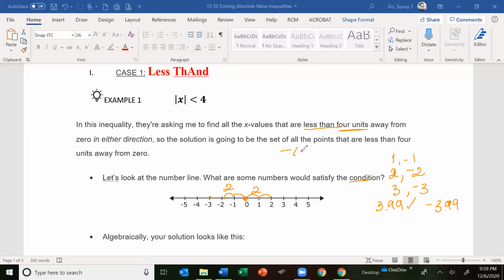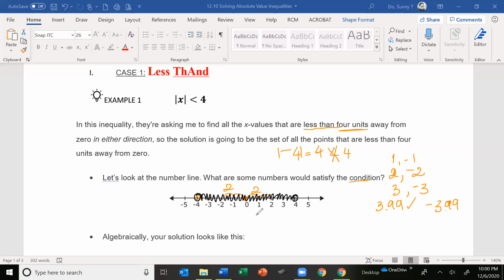However, -4 wouldn't work here, because the absolute value of -4 is 4, and 4 cannot be less than 4. It can only be equal to 4. So we don't take the 4 here, and we're going to use an open circle to indicate that it's not included. Same thing over here, we use an open circle. But since all of these values range between -4 and 4, we are going to shade between -4 and 4.